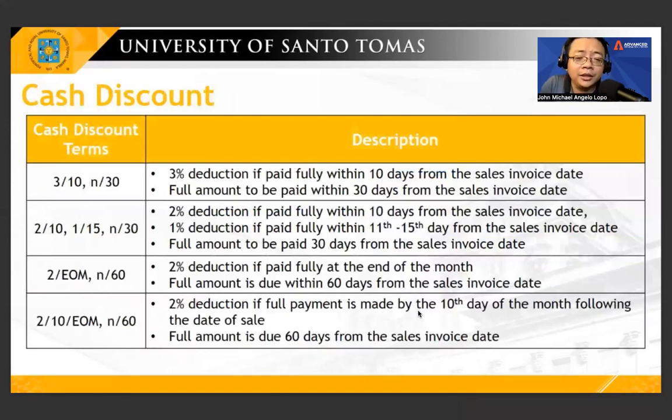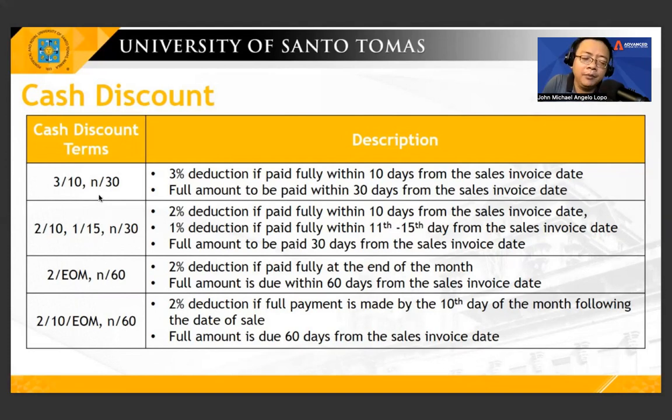Pag cash discount naman class, ay iba ito. No? Ang cash discount is to encourage the supplier or the customer to pay. So if you're the customer, you're also encouraged to pay. Tama ba? Yes. But before that, no, we need to understand this one. Ano bang ibig sabihin ng 3 tenths and 30, 2 tenths, 115 and 30, 2 end of the month and 60, end of the month class, 2 tenths end of the month, 60.